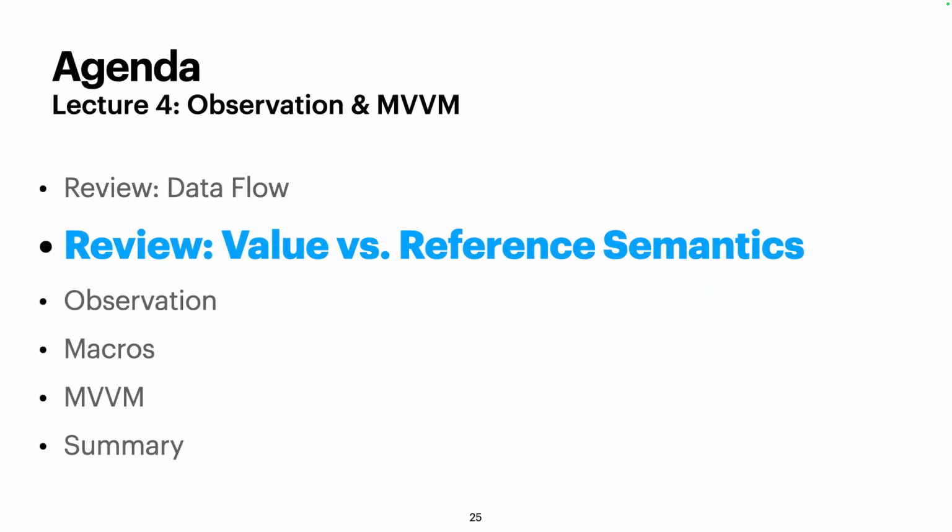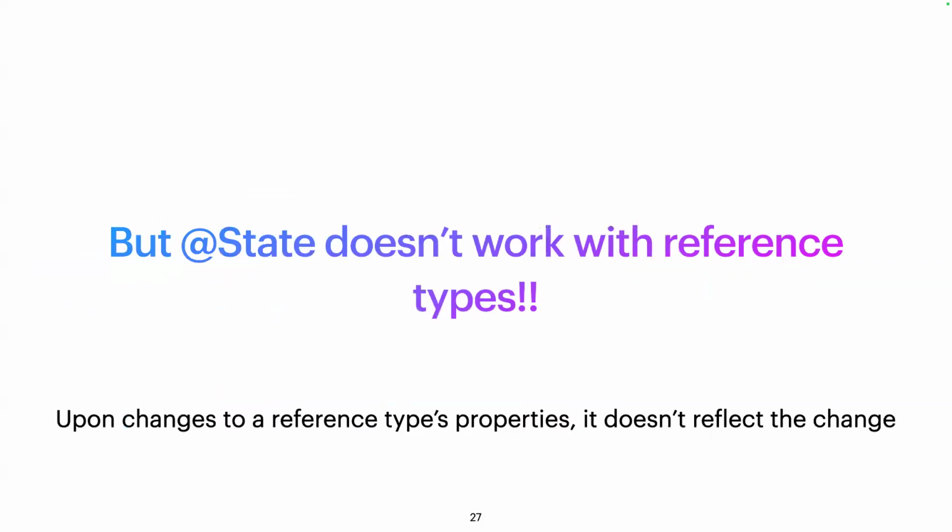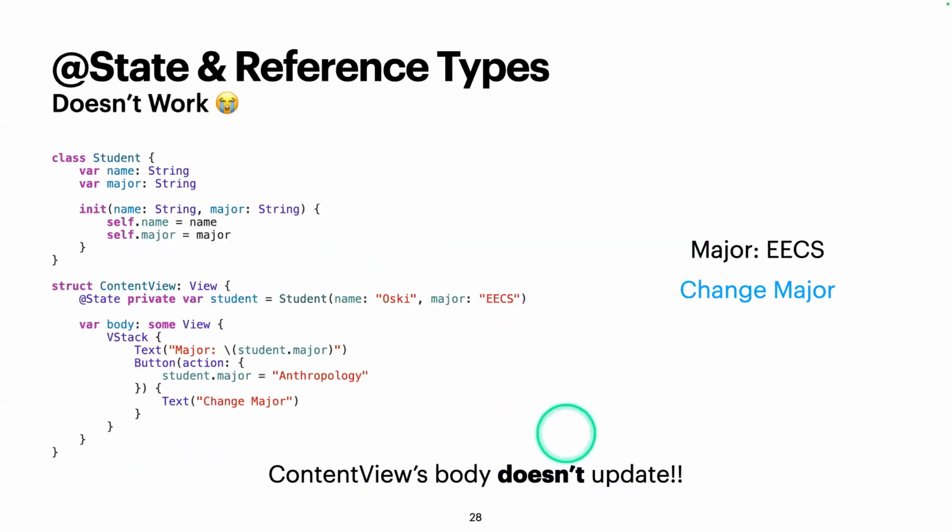Now let's talk about this framework called observation. So @State does not work with reference types. What we've seen before with numTaps is an integer. Swift primitives like integers, doubles, strings, dictionaries, arrays, all of those data types conform to value semantics. But for classes, @State doesn't work. So upon changes to reference types' properties, it does not reflect the change.